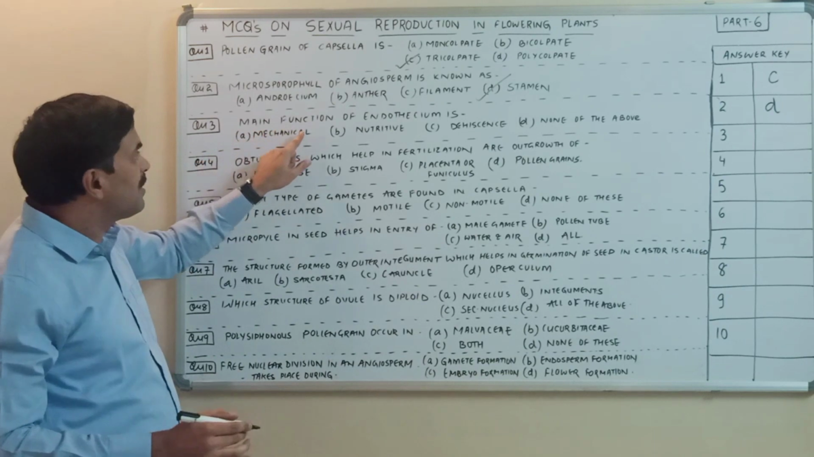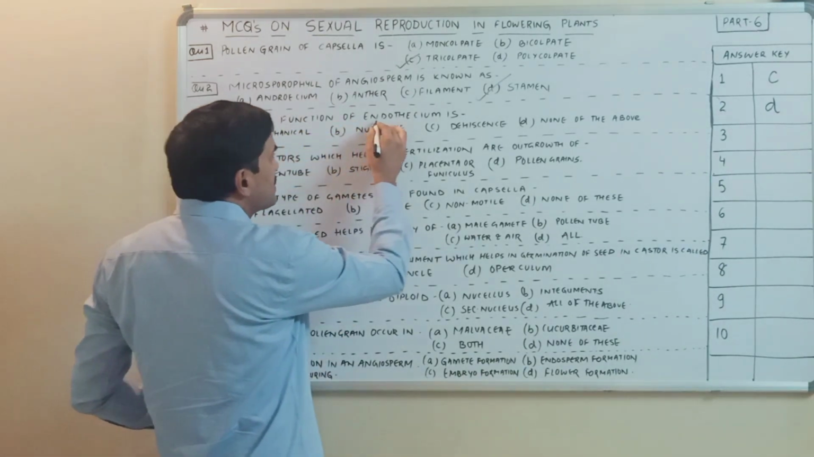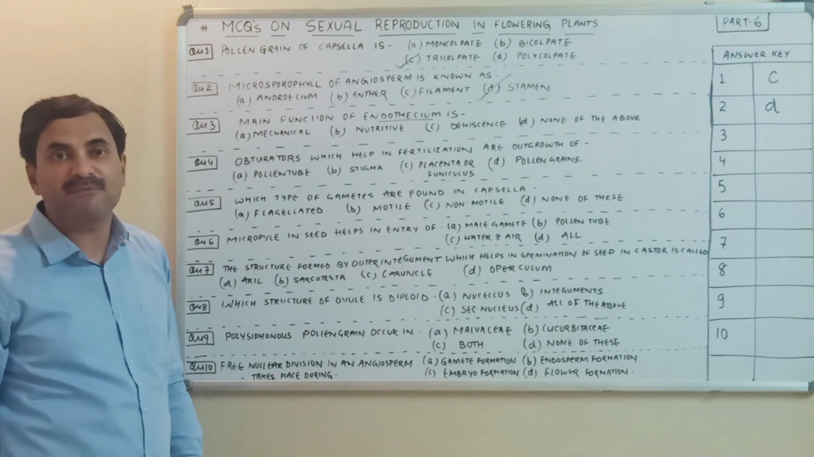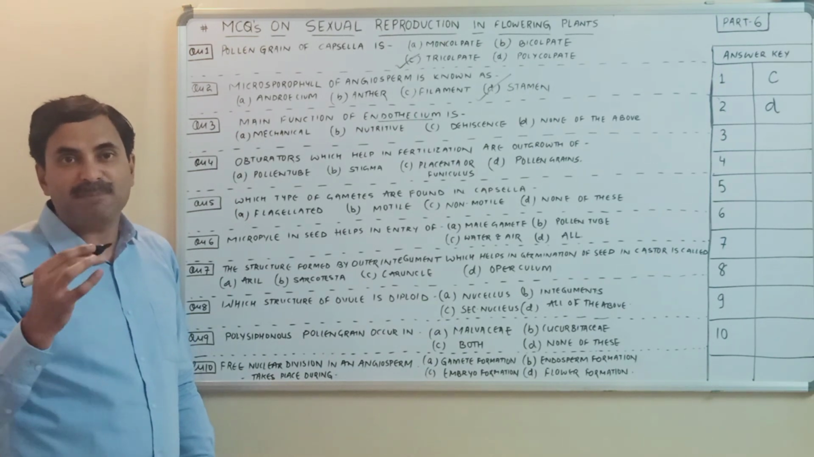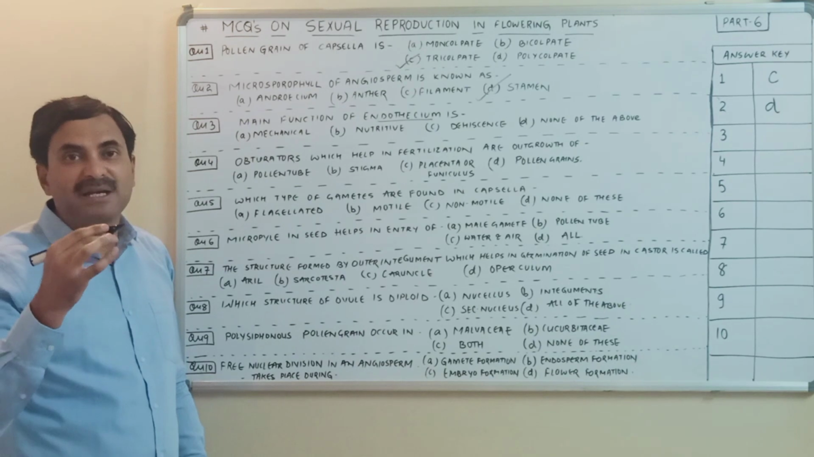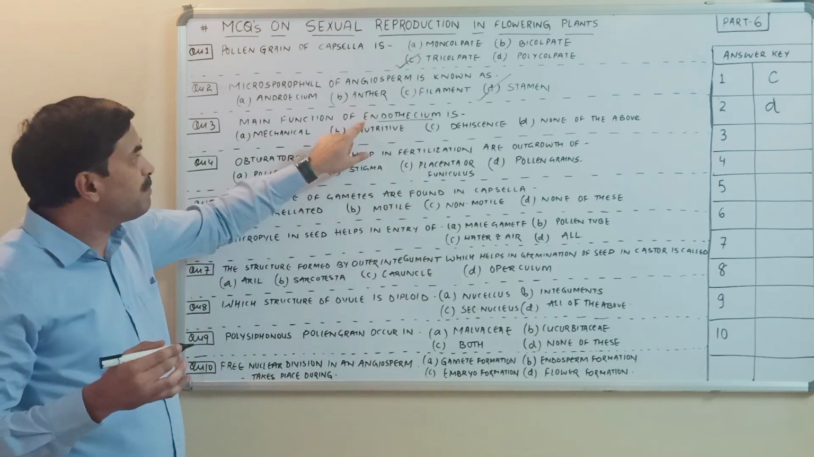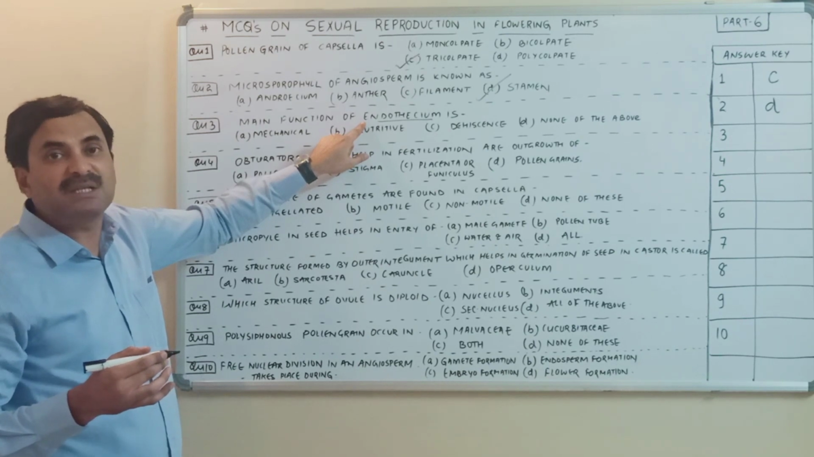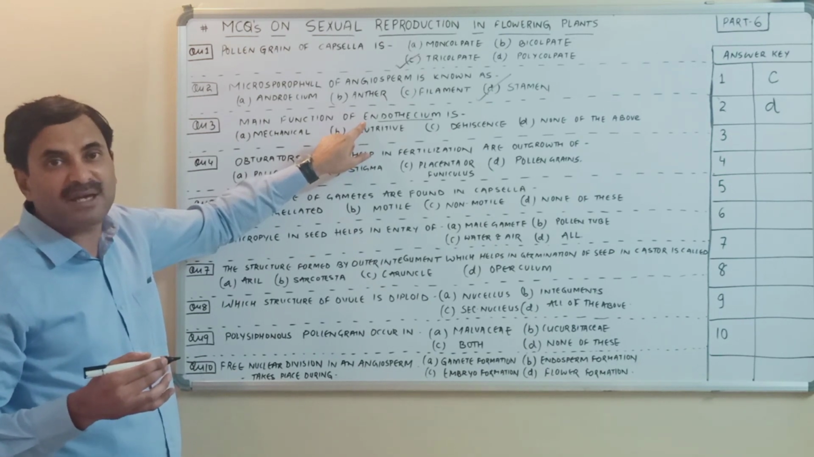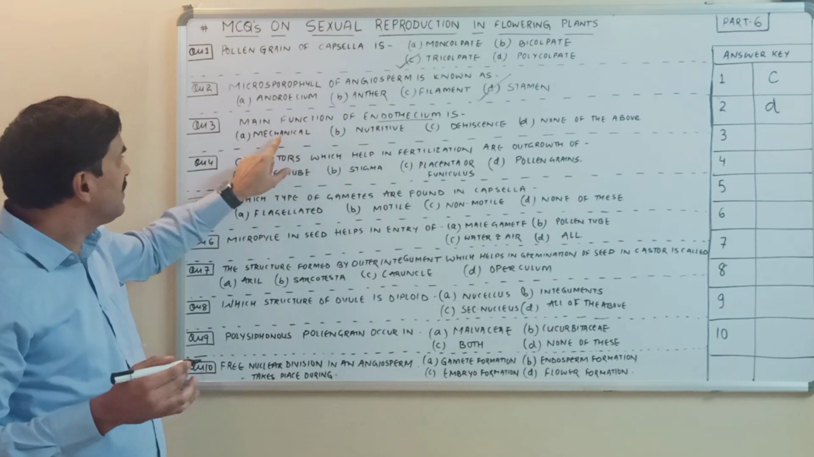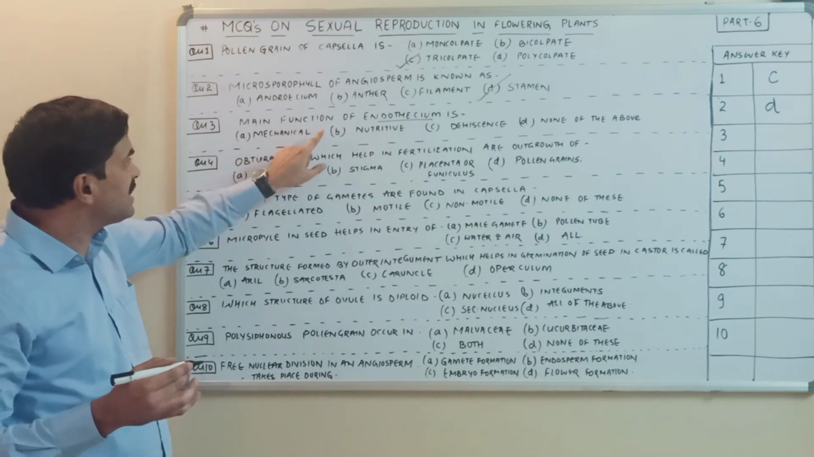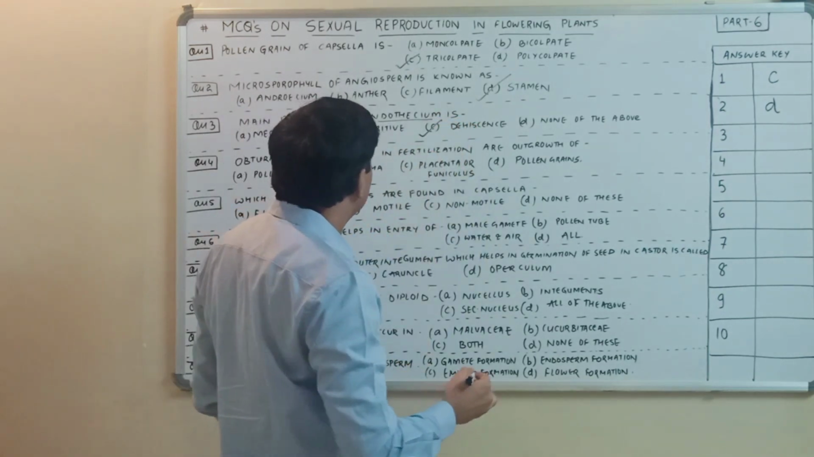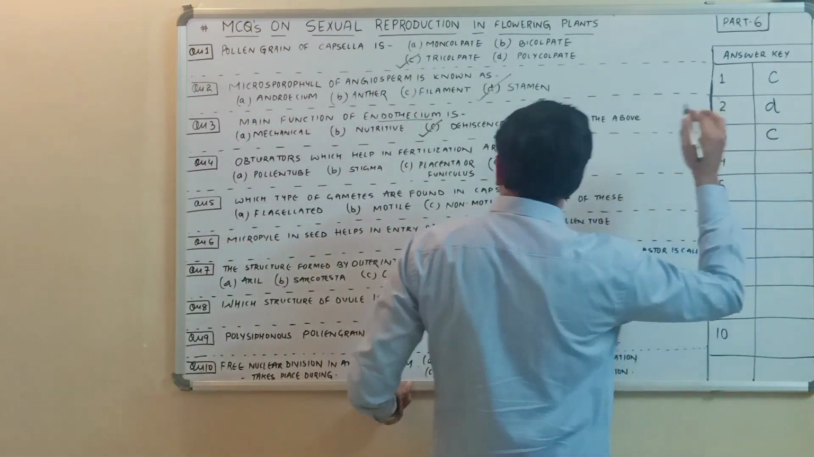Question number 3, main function of endothecium is. As you know very well, the anther is surrounded by 4 wall layers: epidermis, endothecium, middle layers and tapetum. And the prime function of the endothecium is that it helps in the dehiscence of the anther. So the main function of endothecium is mechanical, nutritive, dehiscence or none of the above. So the answer is dehiscence. Question number 3 has the answer C.